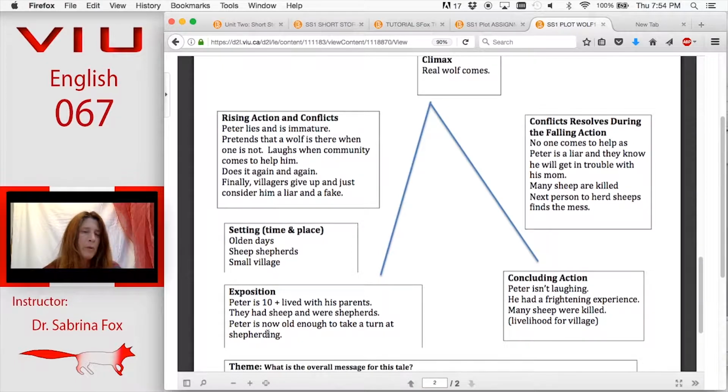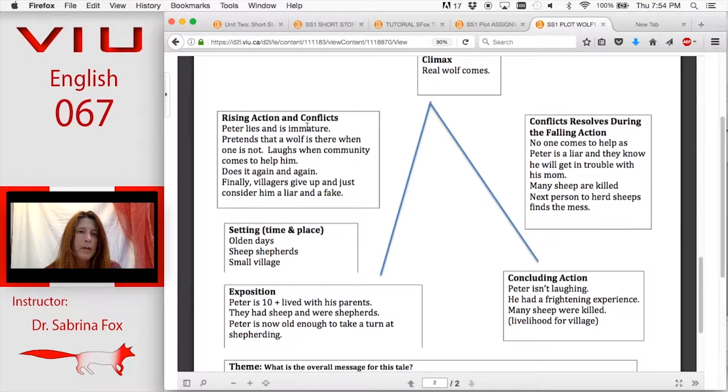So, for example, the background given in the fairy tale is that the main character, Peter, is 10. He lives with his parents. They had sheep and were shepherds. He's now old enough to take a turn at shepherding. So that's sort of the first thing that sets things in motion, is it's his turn to go and be a shepherd. It's the olden days. We know this because of what the people are doing, and it's a small village, and everybody knows everybody else and is reliant upon one another. So that's our sort of setup to it.